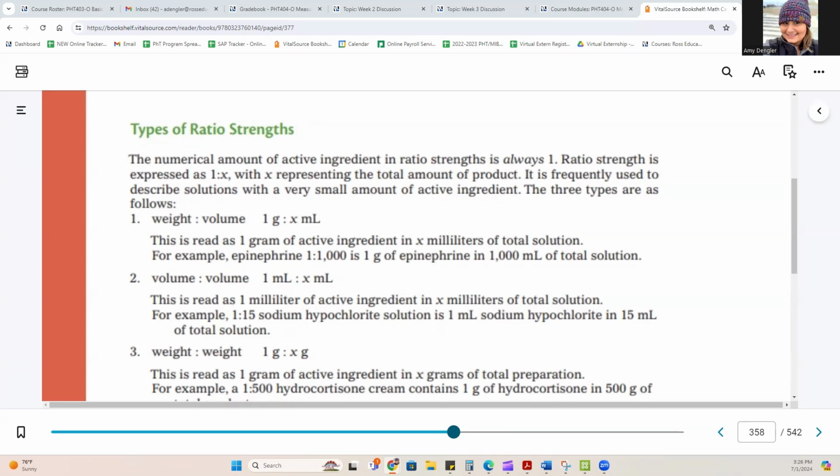Two, we have volume, which is expressed as 1 ml to x ml. This is read as 1 milliliter of active ingredient and x milliliters of total solution. For example, a 1 to 15 sodium hypochlorite solution is 1 ml of sodium hypochlorite and 15 ml of total solution.